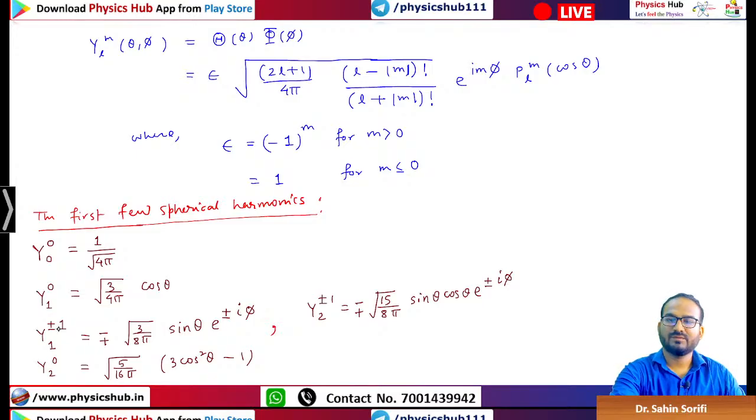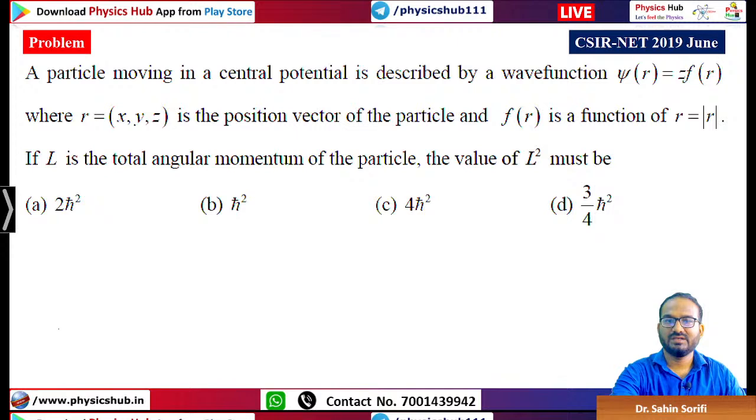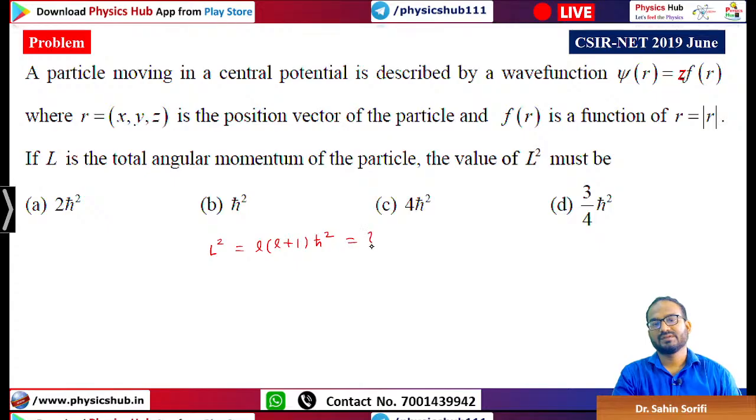I am giving you one problem, then you will understand it very clearly. A particle moving in a central potential is described by psi of r equals z times f of r, where r is the position vector of the particle, f of r is a function of r, and L is the total angular momentum of the particle. The value of L square must be. So L square means L into L plus 1 h cut square, so you need to find first L. How will you get L? From this expression of psi.